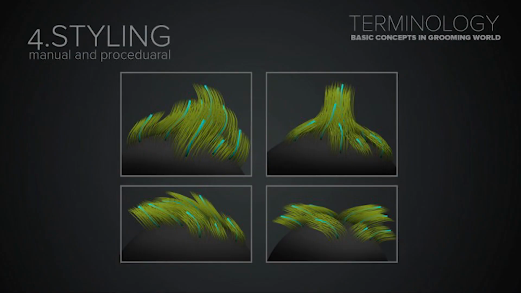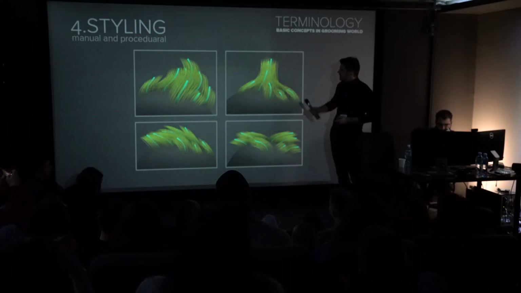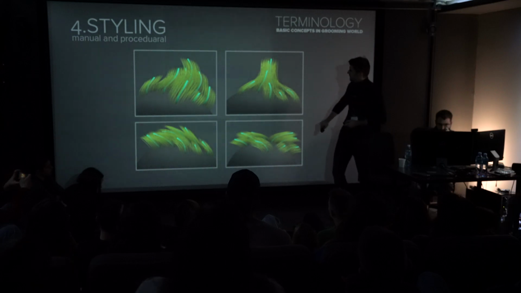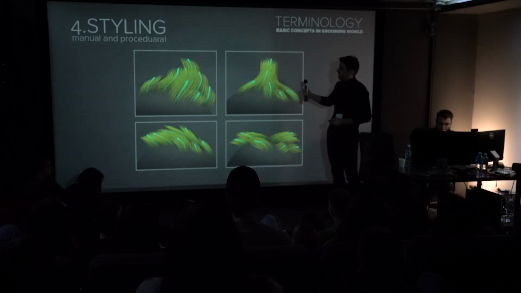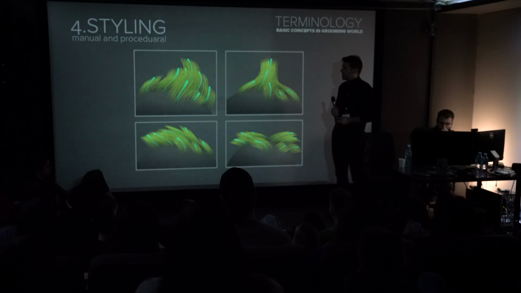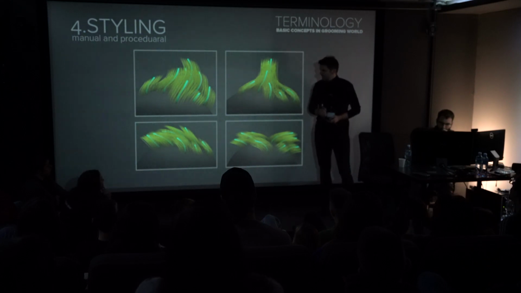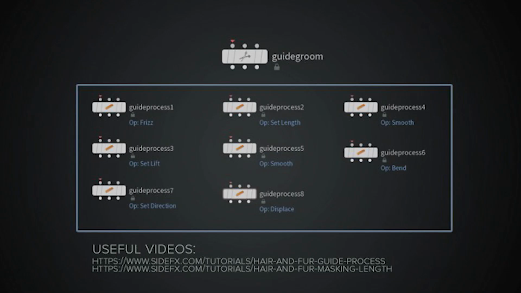Styling, we have manual and procedural. Basically, 90% we are using manual. And these cyan curves, which are guides, directly affect the generated hairs. A lot of people think that we are using brushes directly on the hair, but that's not the case. We are actually grooming the guides, these cyan curves.